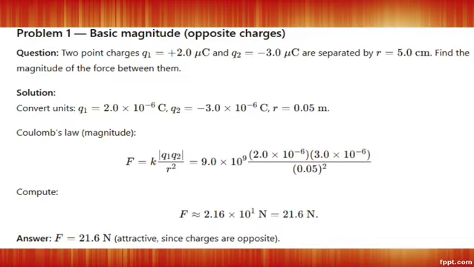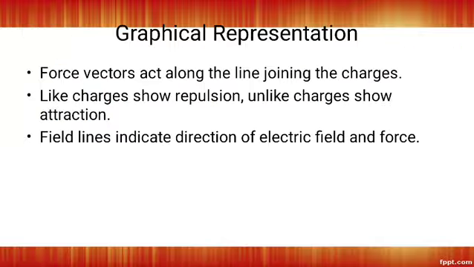So we have one problem based upon this. Here two charges are given: Q1 is plus 2 microcoulombs and Q2 is equal to minus 3 microcoulombs, separated by a given distance r, and we are asked to find the force between them. According to Coulomb's law, we know that F is equal to K into Q1 Q2 divided by R square. Q1 is given, Q2 is also given, and R is also given. Substituting these values and calculating, F is equal to 2.16 into 10 power 1 Newton, that is 21.6 Newton. F is attractive since the charges are opposite.